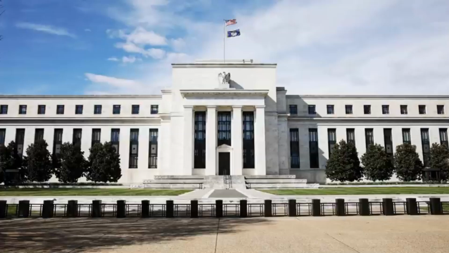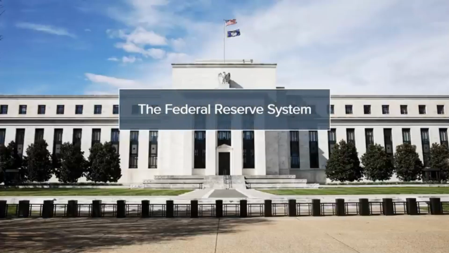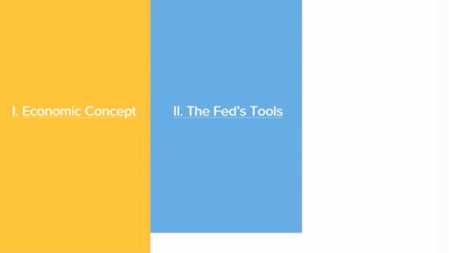Hey guys, today we're going to learn about the Federal Reserve System and all the tools it has to stabilize the economy and the financial markets. First, we're going to learn about the economic concept underpinning the Federal Reserve System. Then, we're going to go over all the tools that it has at its disposal, one by one. We're going to explain in simple language what each tool does, so that by the end of this video, you'll know exactly what the Fed is doing the next time you read about them in the news.